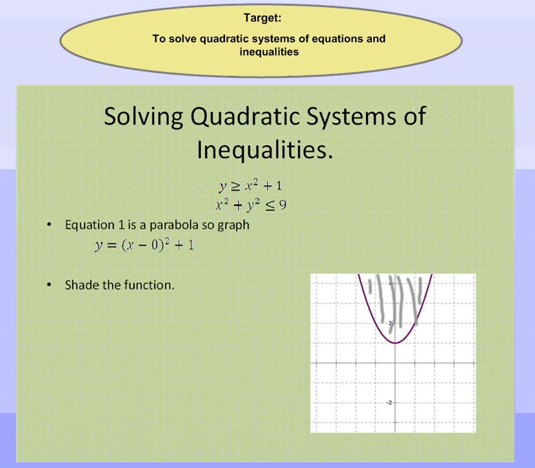We want to shade it, so we test 0, 0. Put in 0, 0 into the function. Put in 0 for y, and you get 0 is greater than 1, which is not true. 0, 0 is outside, so we shade inside the parabola.